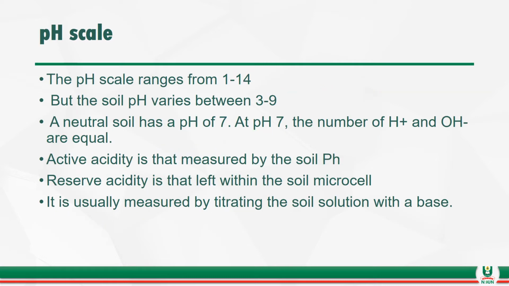pH scale. The pH scale ranges from 1 to 14, but soil pH varies between 3 to 9. A neutral soil has a pH of 7. At pH 7, the number of hydrogen ions and hydroxyl ions are equal. Active acidity is that which is measured by the soil pH. Reserve acidity is that which is left within the soil micelle. It is usually measured by titrating the soil solution with a base.